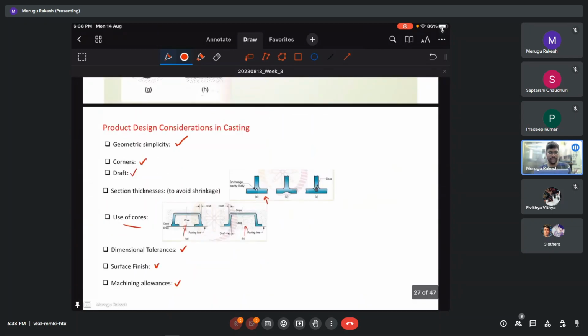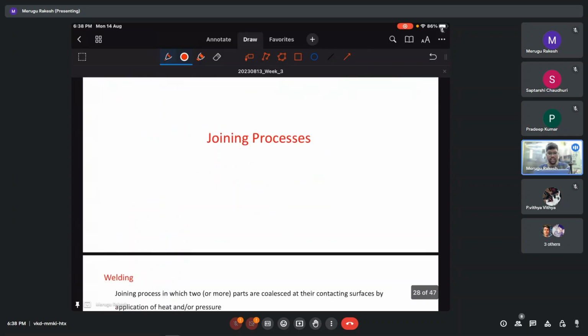So by this we completed the casting process. This is like a brief on the casting process. There is much more to learn, so if you are interested, you can go through the references and see. So let us start with the joining process.